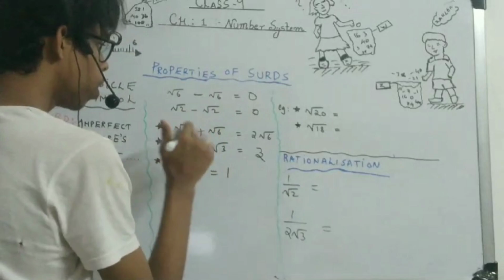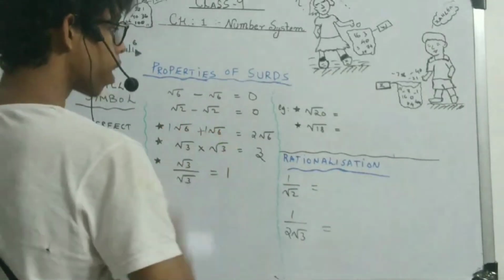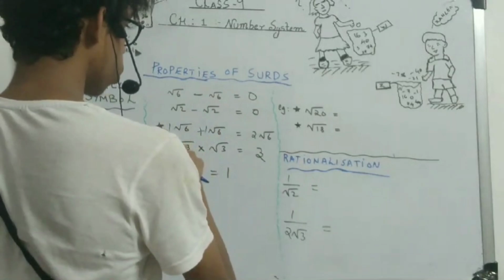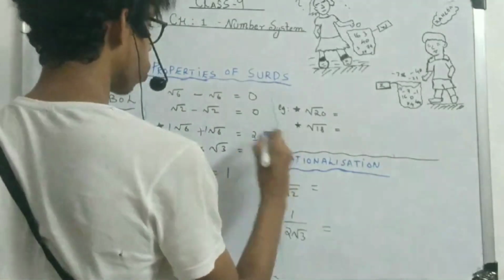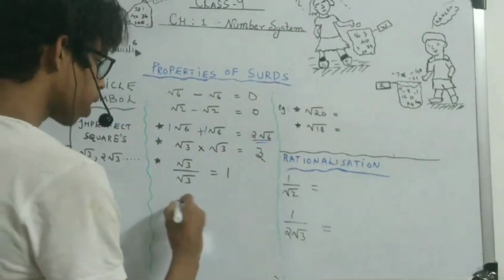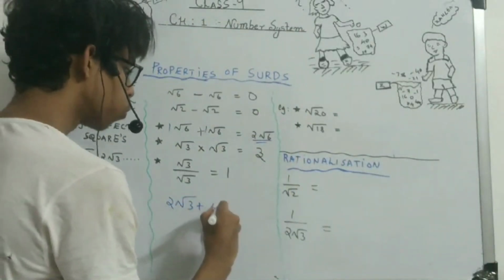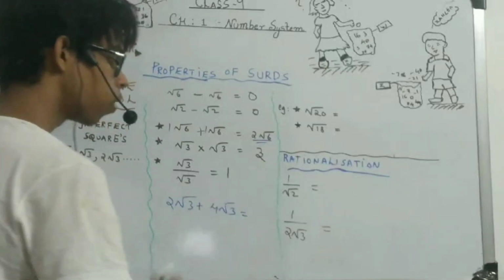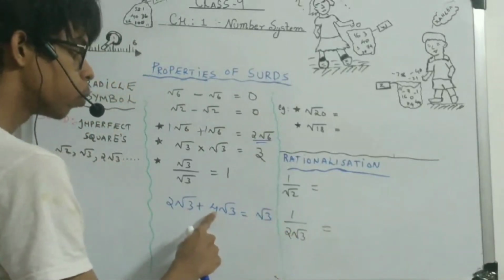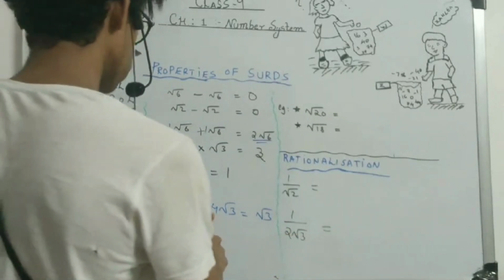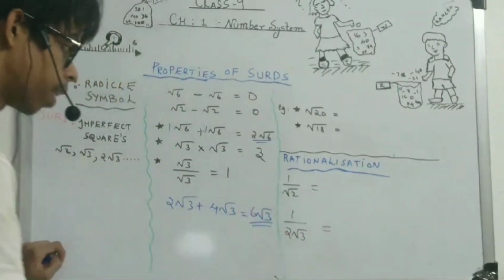Then just see, outside this root we have a 1 here, and here also we have a 1. We know 1 plus 1 is 2. So our answer will be 2 root 6. One more example I will give you. If I say 2 root 3 plus 4 root 3, how will you write the answer? Root 3 will come as it is. Then you have to do 4 plus 2. So you will get your answer as 6 root 3.